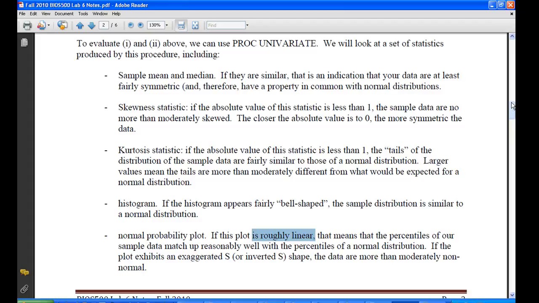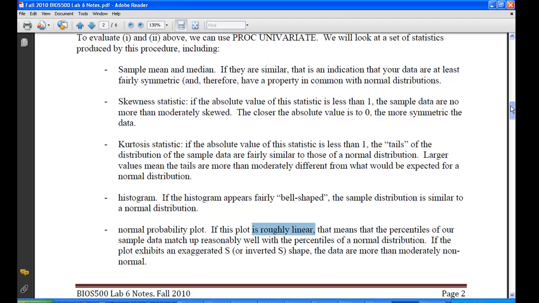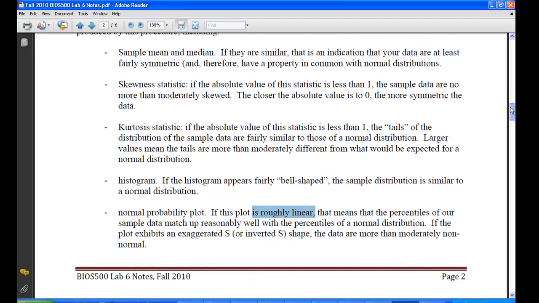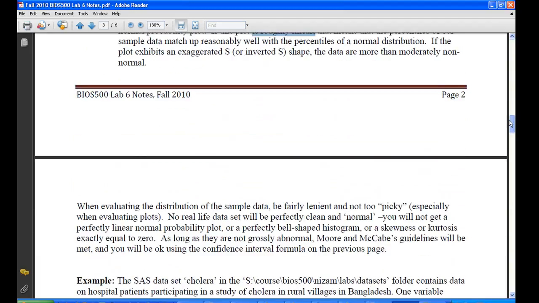I wish we could give you just one tool for the normality assumption and say that's what you always look at, but it's just a trickier issue than that. You need to look at an array of information rather than one specific piece of information. You'll get used to it over time.